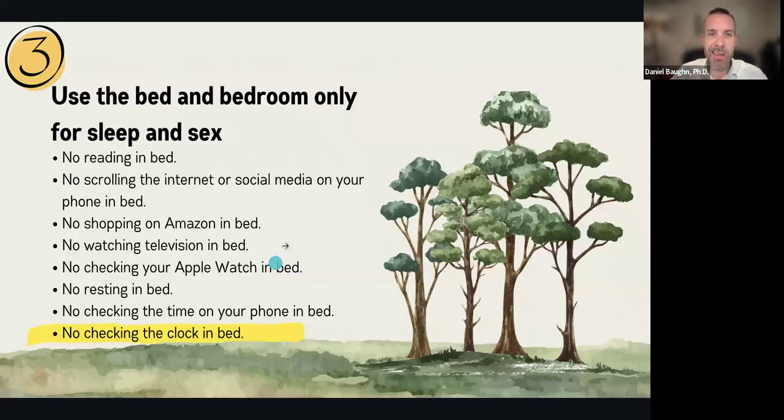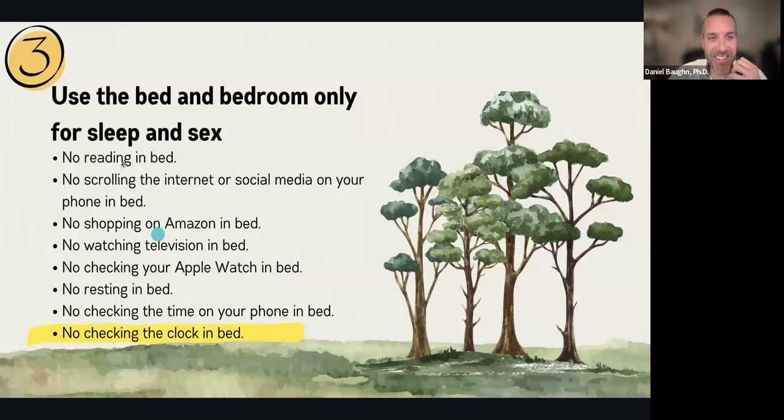And what's really important about that is the same thing happens too. Your brain does unconscious learning, or what we call conditioned learning, without you consciously being aware of it. And this is why it's really important to learn to associate your bed and your bedroom with just sleep. So this is usually what I call my no list for a lot of clients.